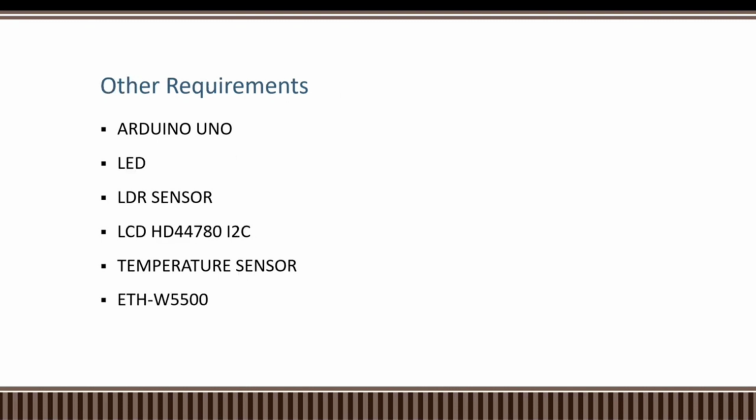Other requirements, we will need an Arduino Uno, an LED as part of the garden lights, an LDR sensor to sense the brightness of the sunlight, an LCD to display the parameters, a temperature sensor to sense the amount of heat, and an Ethernet connection.